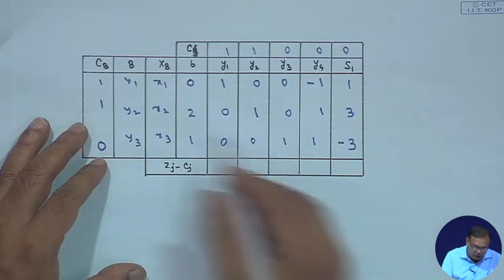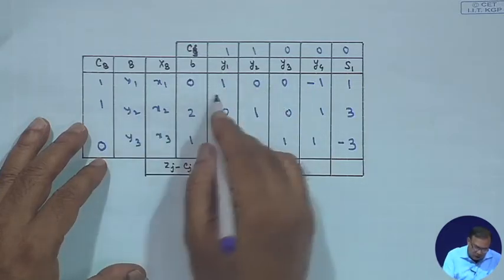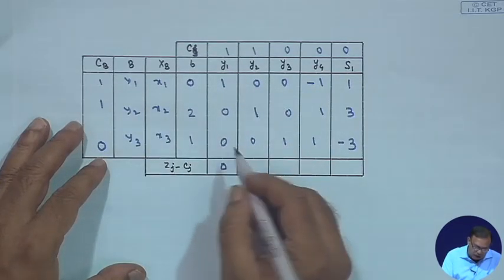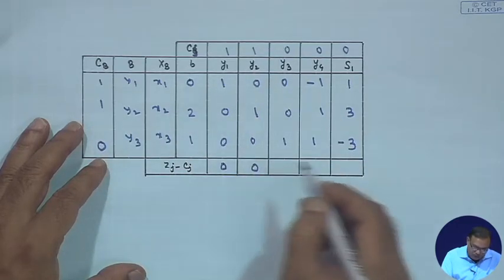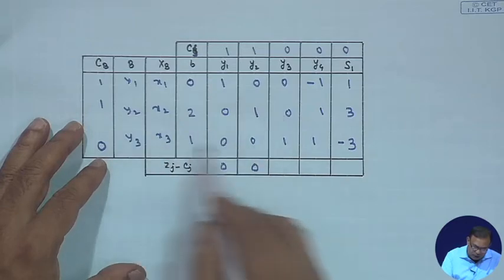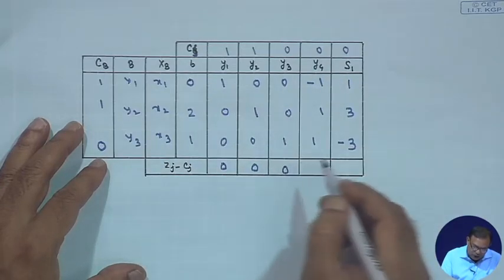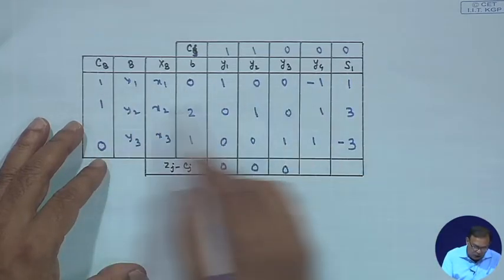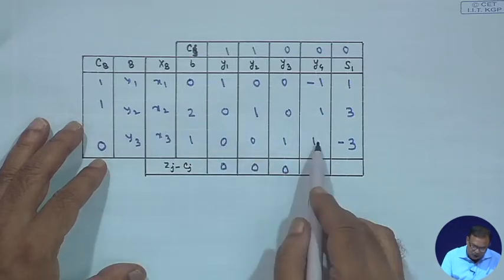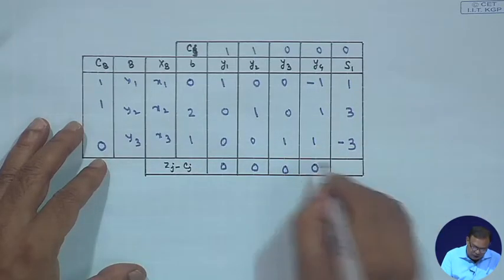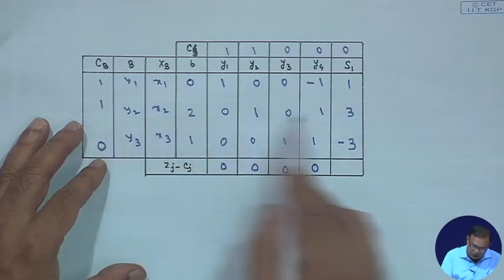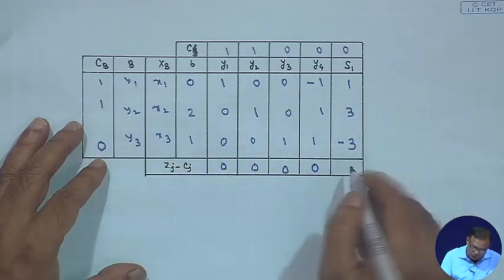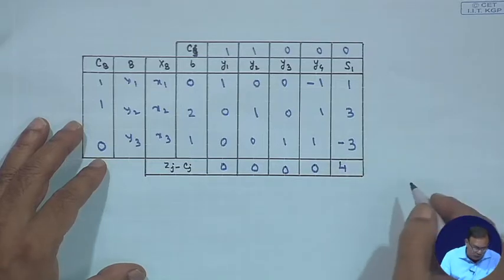Your Zj minus Cj values will be 1 minus 1 0 in that case. For the second one 1 minus 1 0, for the third one 0 0 0, for the fourth case minus 1 plus 1, so 0 plus 0 minus 0 it is 0. For this case it is 1 plus 3, 4, and 4 minus 0 is 4.